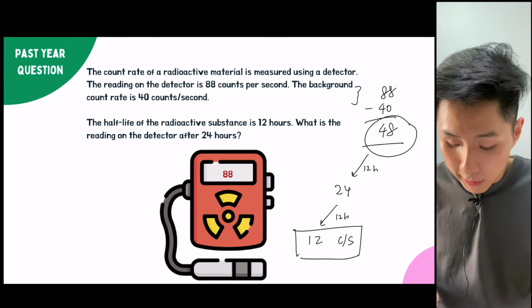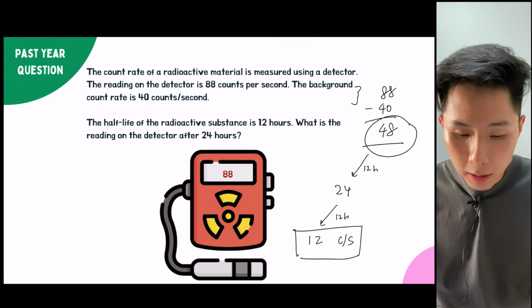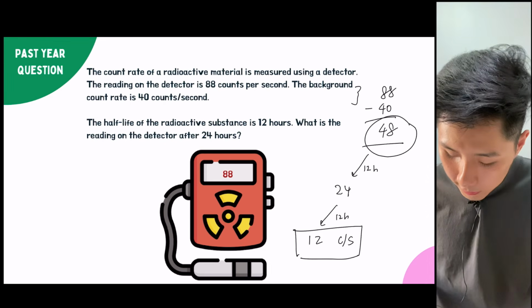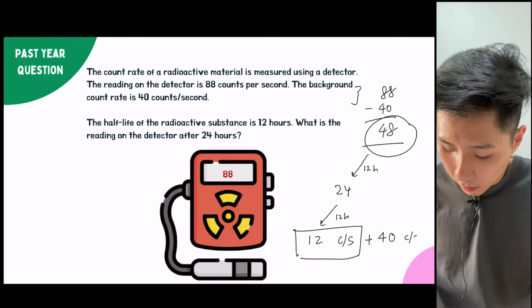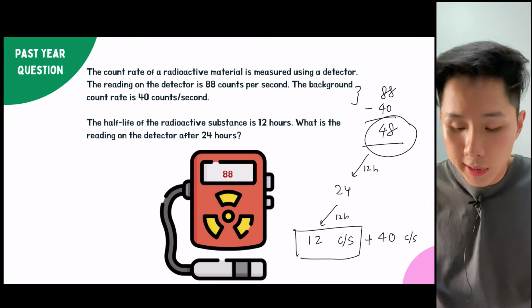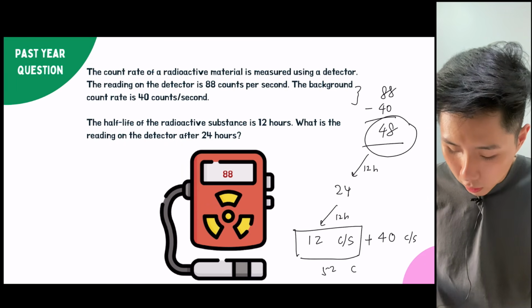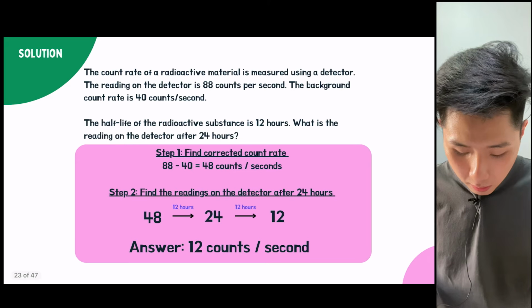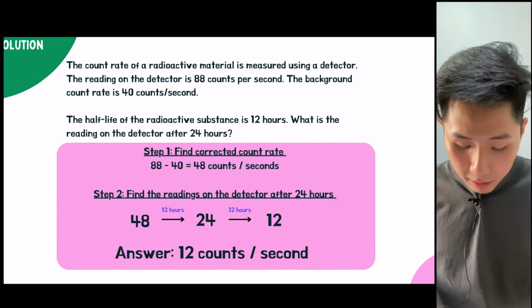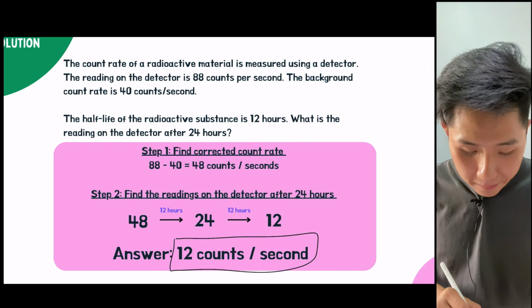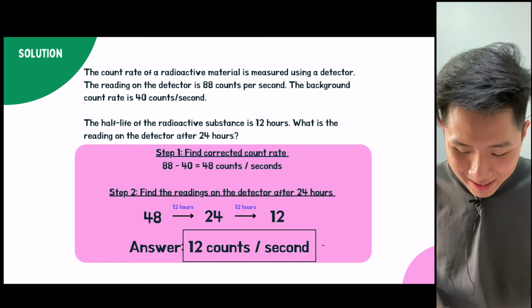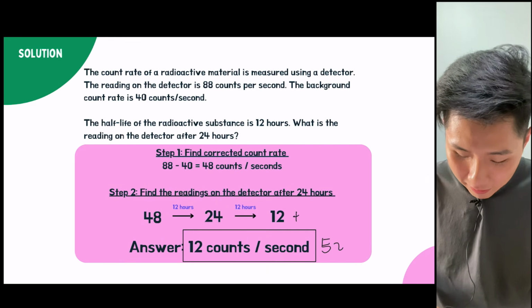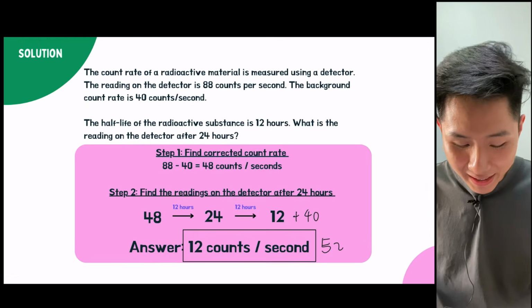But of course, what the Geiger counter will show will include the background radiation. So whatever we calculated here, we need to add back the 40 count rate from the natural radiation source. So it will show 52 on the Geiger counter. All right, so that's about it. Oh, it's 12, but the correct answer should be 52. We need to add 40. There's an error on my slide, and that's about it.